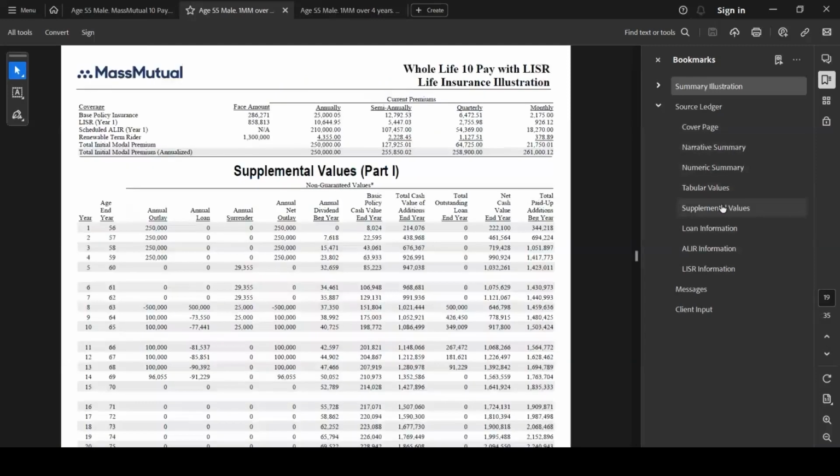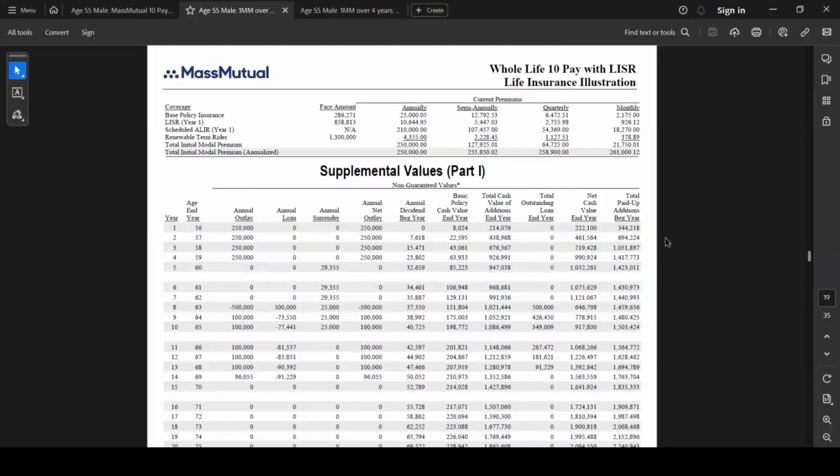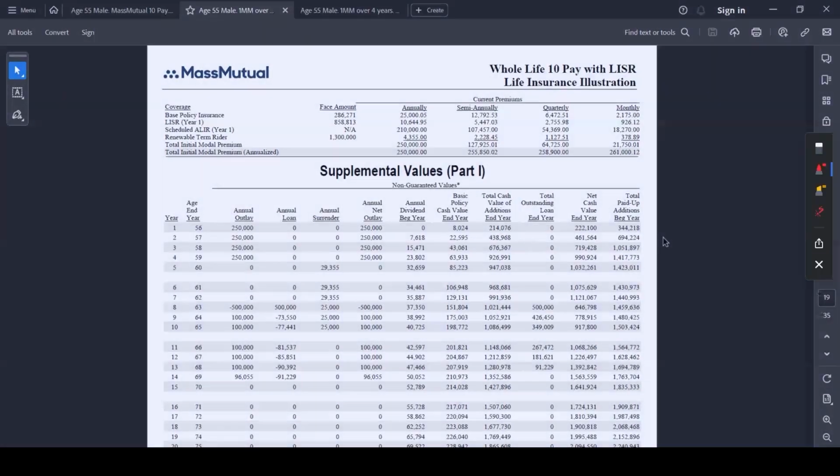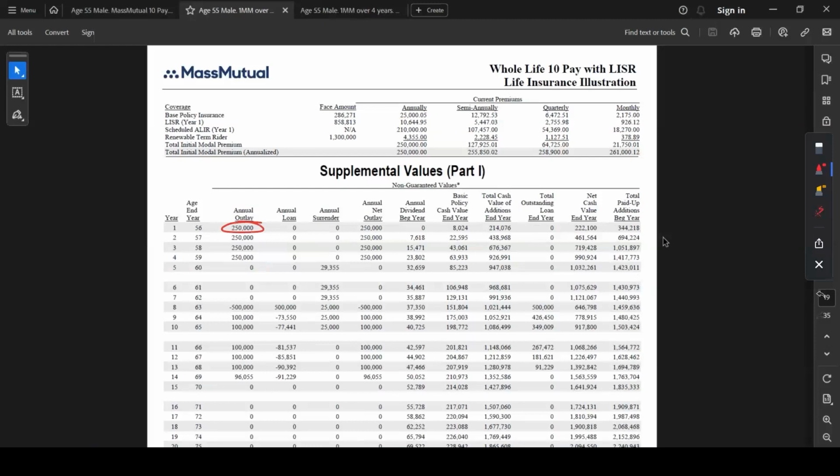We'll go down to the supplemental values. Here we go. $250K per year going in for 4 years. There's your premium. Cash value will be over here under net cash value. Year 5, there's your cash value, $1,032,000. Where's the death benefit?